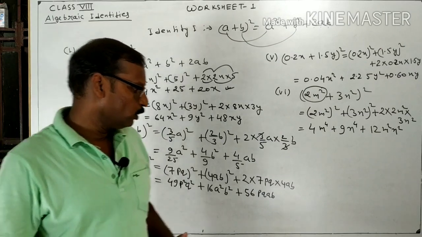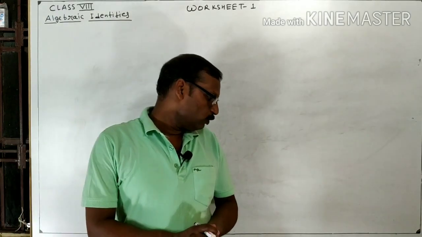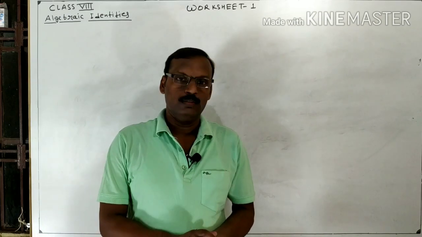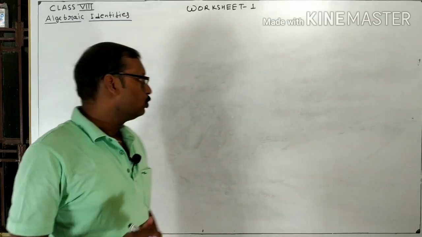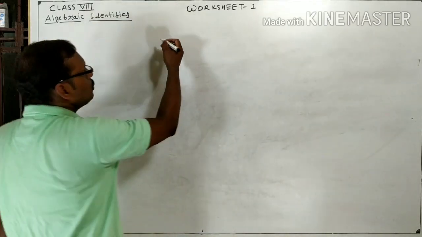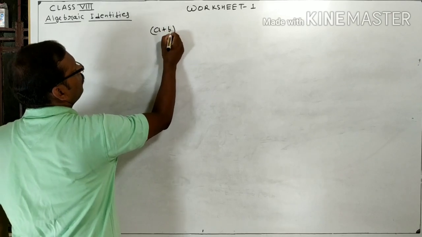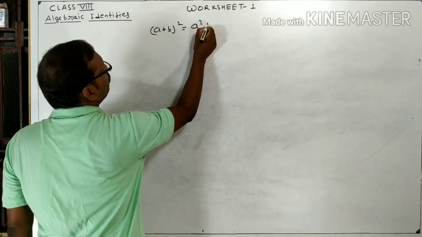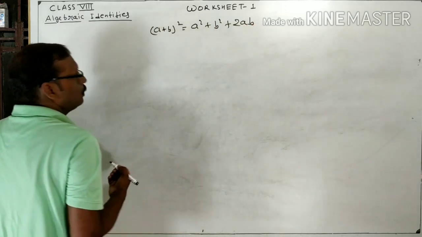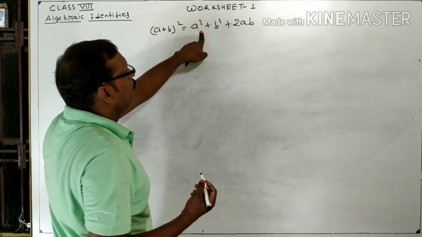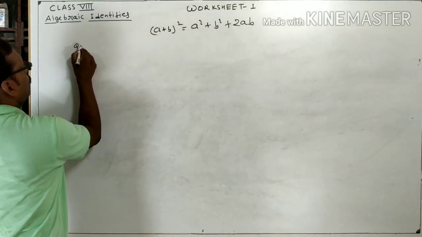So now we are going to solve question number 2. Evaluate the following by using identity 1. We have just studied identity 1. What is it? (a + b) whole square equals a square plus b square plus 2ab. Now using this identity we have to evaluate the values given in question number 2.